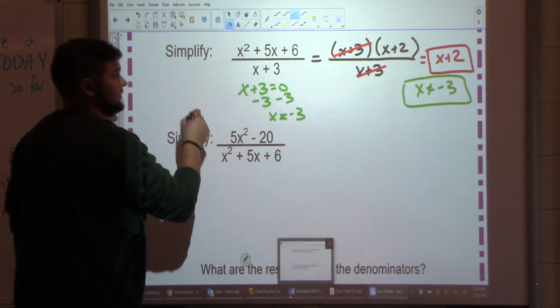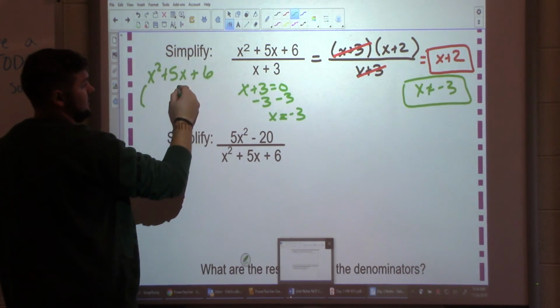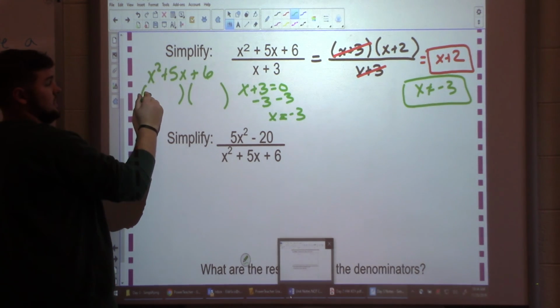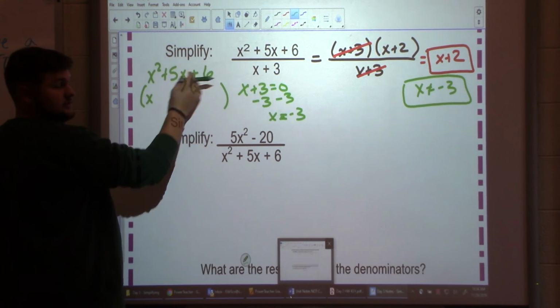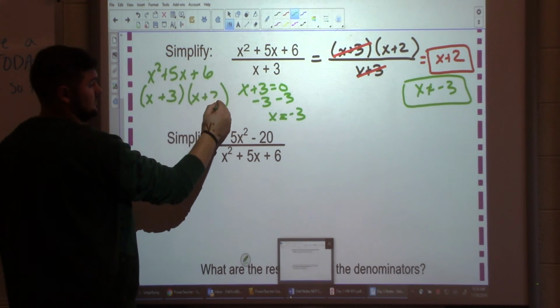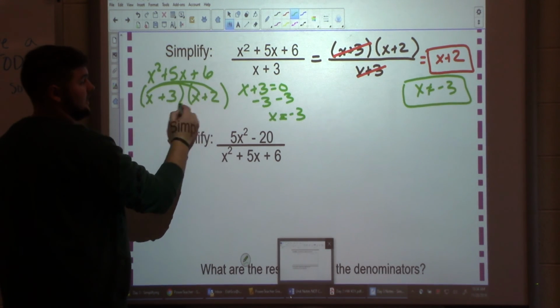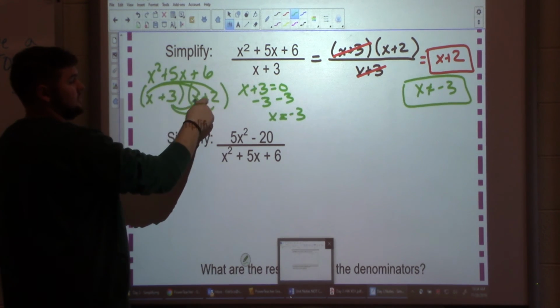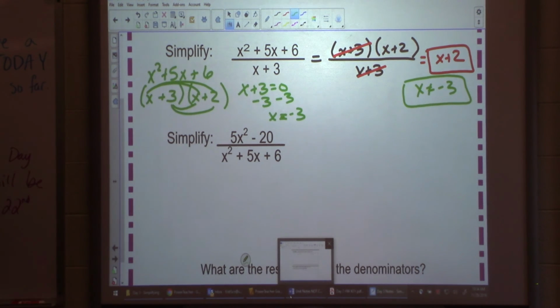Okay. So when we factor, right? What times what will give me x squared? X. What times what gives me 6? 3 and 2. So what happens to the 5x? So the 5x is when we do the outside and the inside of our FOIL. Right? So we get 2x plus 3x gives us 5x. Okay? Alright, let's try. We only have a couple minutes.